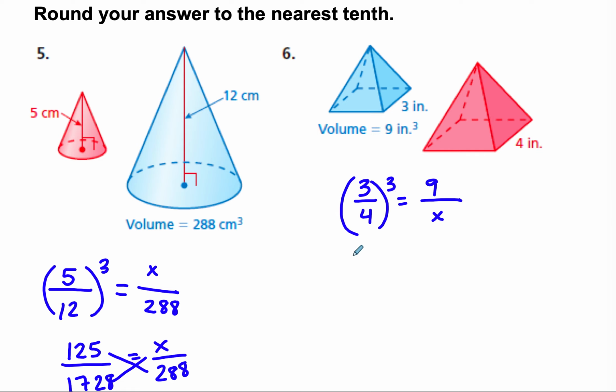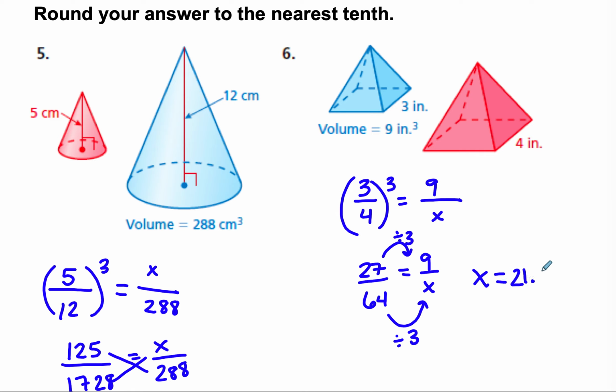All right. 3 to the third power, 3 times 3 is 9, times 3 is 27. 4 to the third power, 4 times 4 is 16, times another 4 is 64. So I have 27 over 64 equals 9 over x. This one I do see a pattern. Divided by 3 on the top, so I can do 64 divided by 3 on the bottom to get my answer. It doesn't divide evenly. That's okay. 64 divided by 3 gives us 21.33 repeating. To the nearest tenth, that would be 21.3 inches cubed.